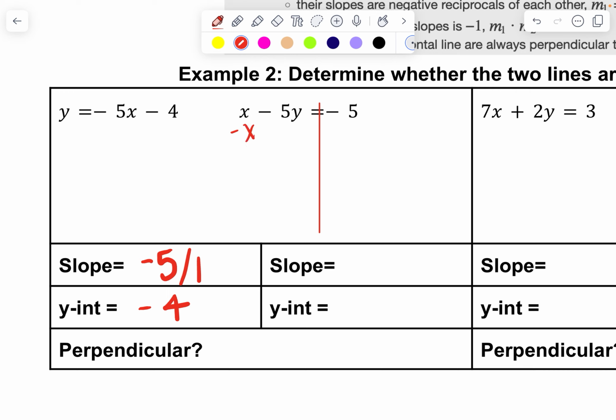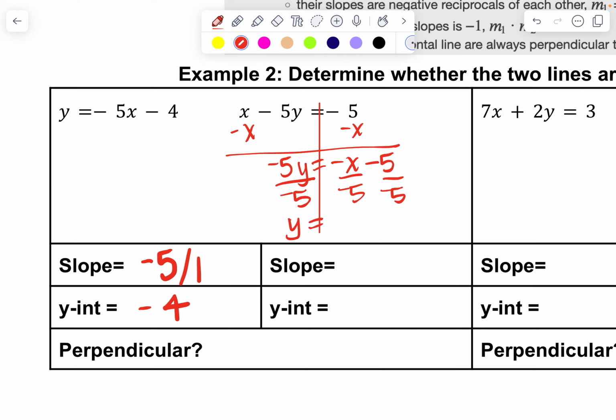Here we need to get y by itself, so subtract x. Negative 5y is negative x minus 5, and then dividing everything by negative 5, we'd get y equals negative x over negative 5, which is the same as 1/5 x plus 1. So here my slope is 1/5. My y-intercept is 1. If we look at our slopes, one is positive, one is negative, and they're reciprocals of each other.